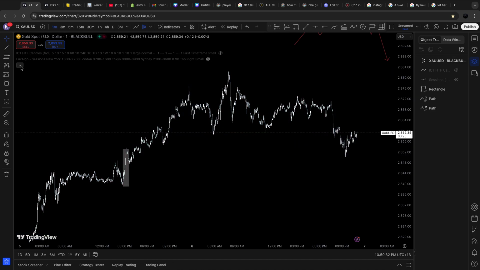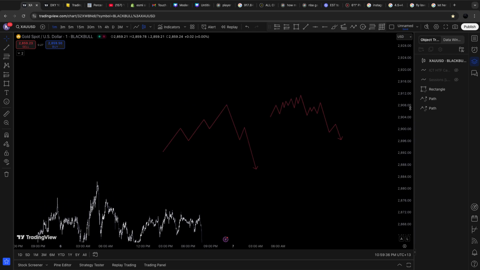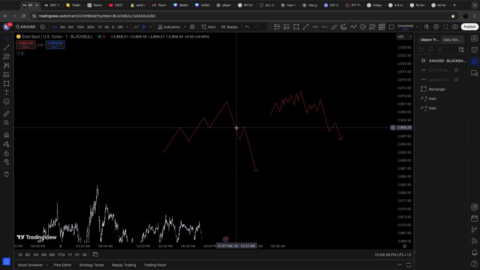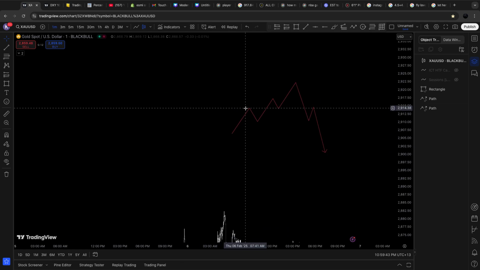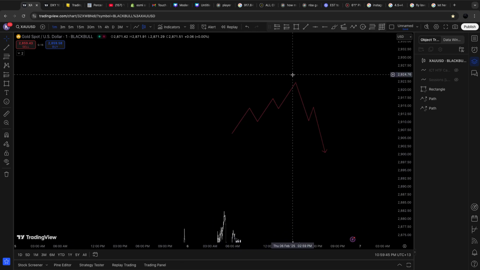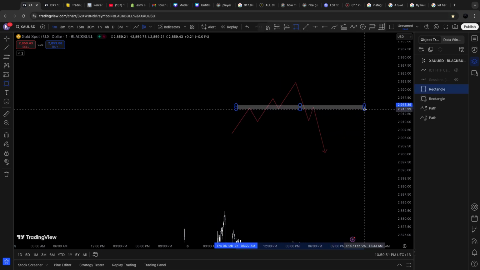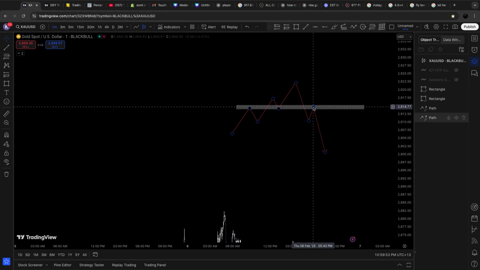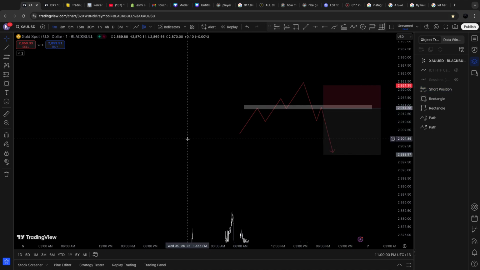Entries and tools to help you with your entries. I think we will understand the basic entry model of the MSS, market structure shift: high, high, high, low, high, high, high, low, high, high, sweep, take out that low, retest the zone, POI over here, and entry. That can come out to a really nice play.